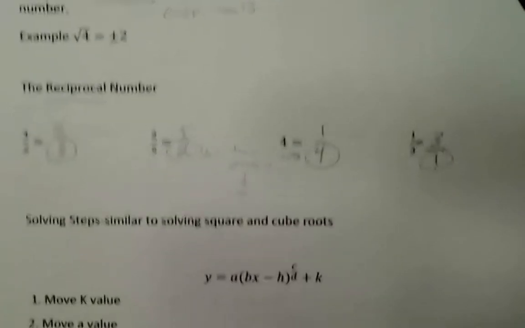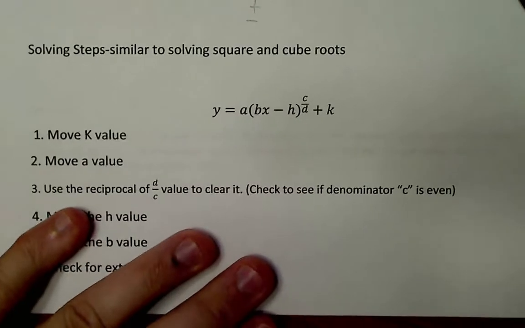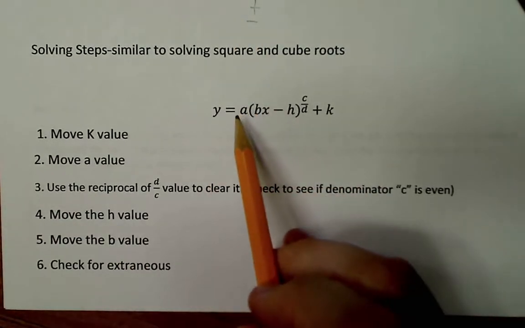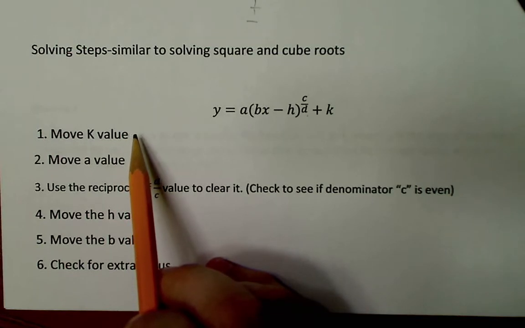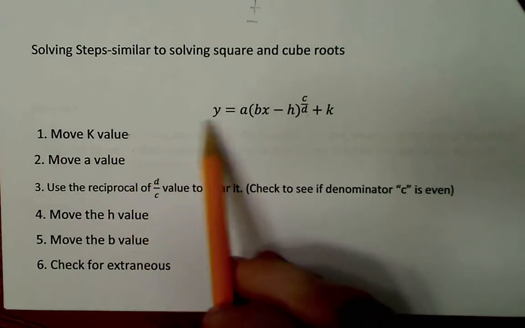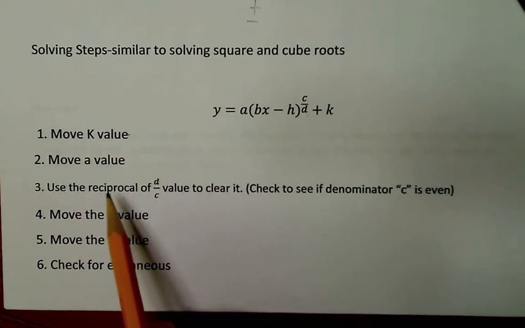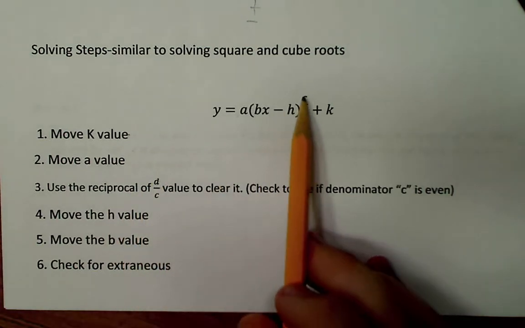All right, so here we go. A couple of steps. How do you get the steps? The first thing is very similar to what you've seen before. Notice that there's a C over D now. We're going to move your K value and the A value. We're going to do the reciprocal of D over C in order to clear the C over D.